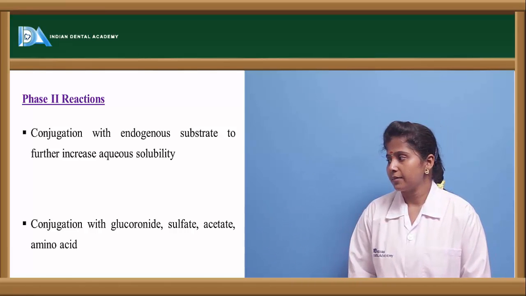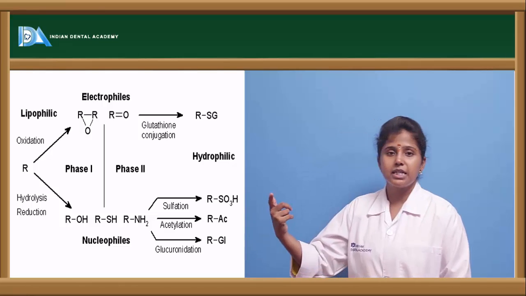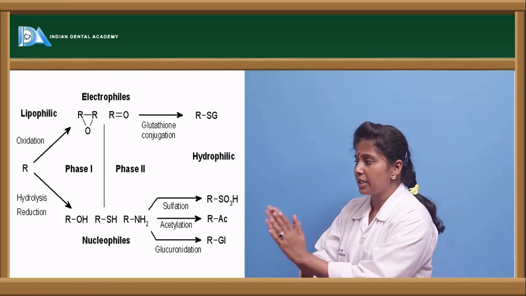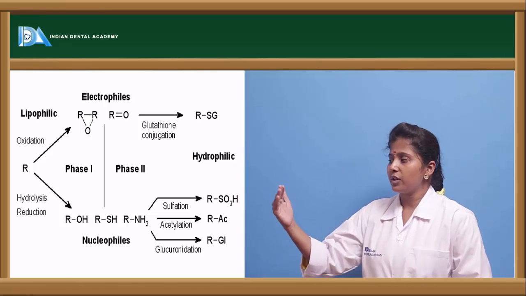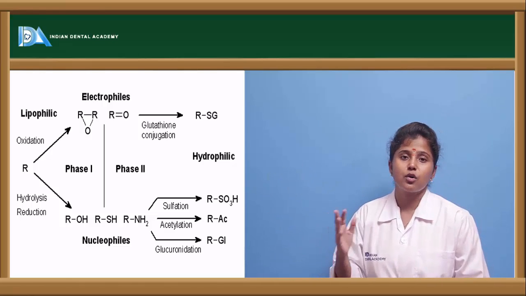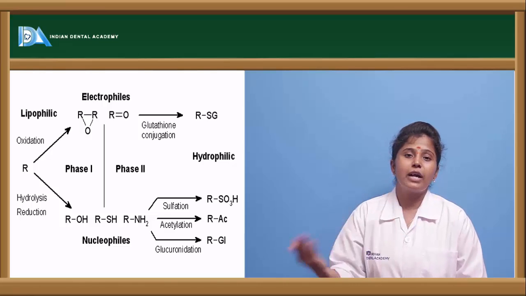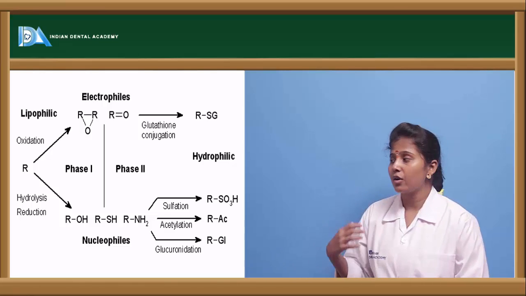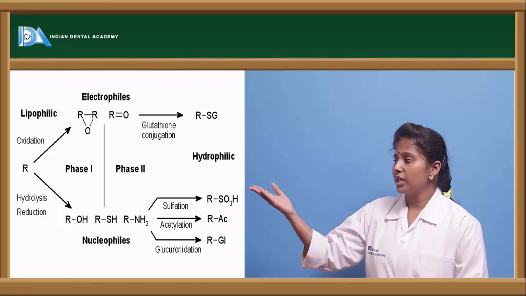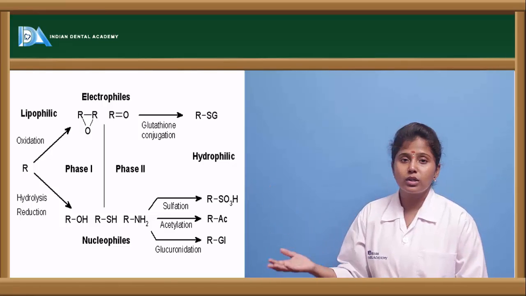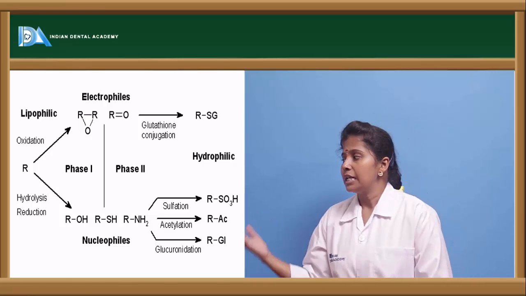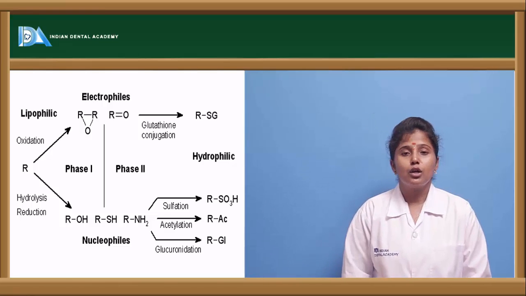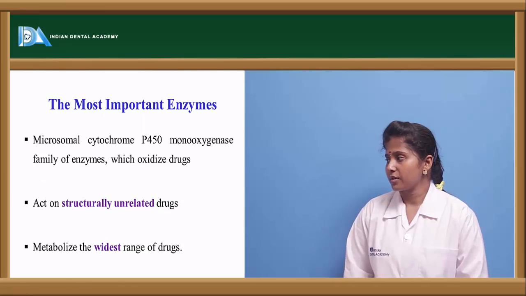Here in this diagrammatic representation, the drug undergoes phase 1 reaction and phase 2 reaction. Phase 1 reactions include oxidation and reduction. Oxidation means loss of electrons, and reduction means gain of electrons. In phase 2 reactions, we have glutathione conjugation, sulfation, acetylation and glucuronidation type reactions.